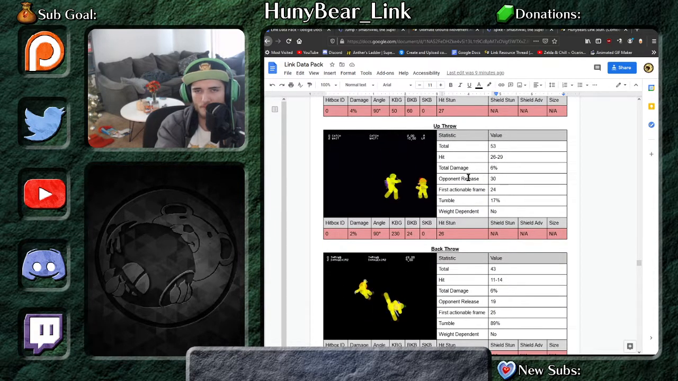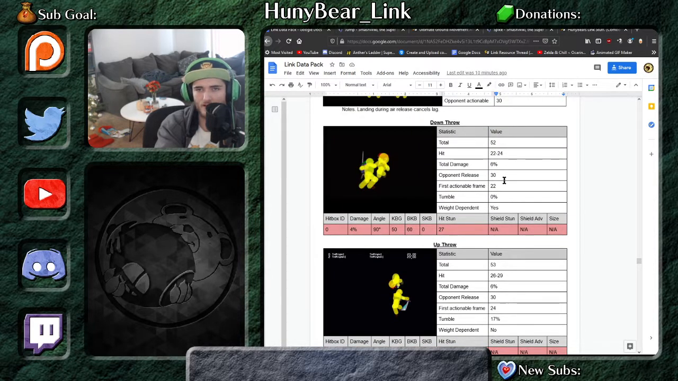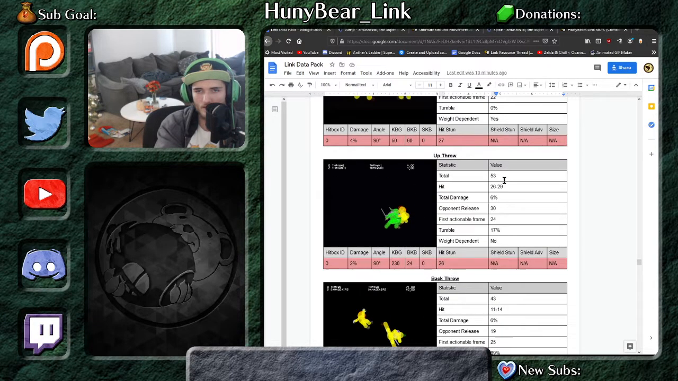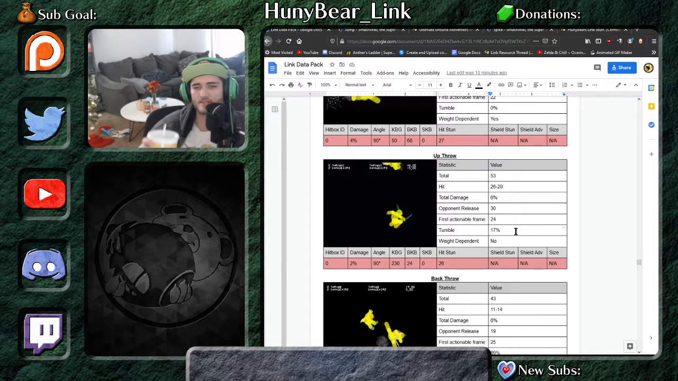All right, so now we've got up throw. Up throw is not weight dependent, so you can jump out of this. It causes tumble at 17 on the whole cast. That's another thing about throws: they always cause tumble at the same percent regardless of weight, which is pretty cool. Even if you up throw Pichu, they'll tumble at 17%, or you could up throw Giga Bowser, they'll tumble at 17%.